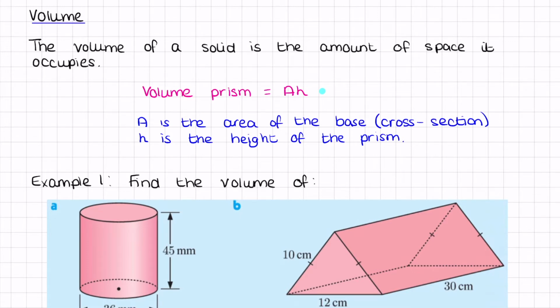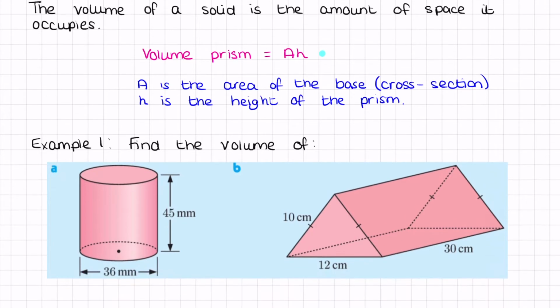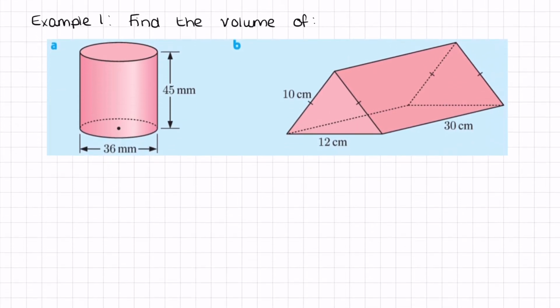Sometimes the area of the base is called the cross section as well, so just be aware of that terminology. And as I said, h is the height of the prism. So here we've got, find the volume of these two shapes. They are both prisms because in part A, you can see we have a circle on the top and a circle on the bottom, and there's a distance between them. And on the second shape, we've got a triangle on this end, a triangle on the far end, and then they're joined together by a length.